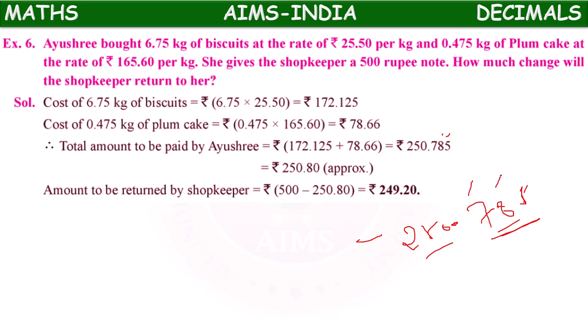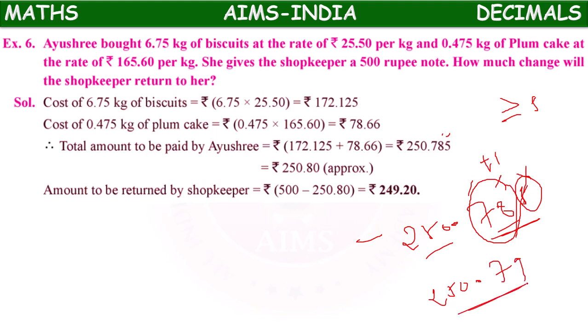In 250.785, if you want to reduce it to two decimal places, if the third decimal is greater than or equal to 5, then we can strike off it. We can add plus 1 to the preceding digit. So it will become 250.79 approximately, or one decimal. This 9 also we can strike off. It is greater than or equal to 5. This condition is satisfying. Before number plus 1 we can add. 7 plus 1, 8. So approximately this value is equal to 250.80.